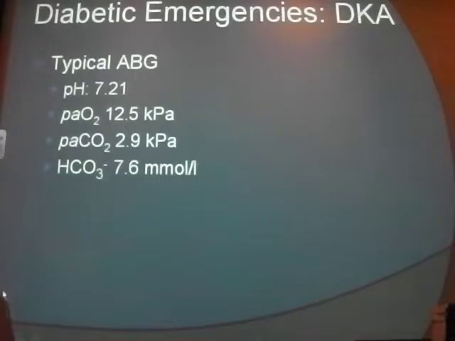So this might be this guy's ABG. His pH is down, 7.21. Oxygenation is fine on room air. What's happening to the CO2? Yeah, exactly. And the bicarb, what's that doing? It's low, okay. So what have we got? What picture have we got? Exactly, partially compensated metabolic acidosis.